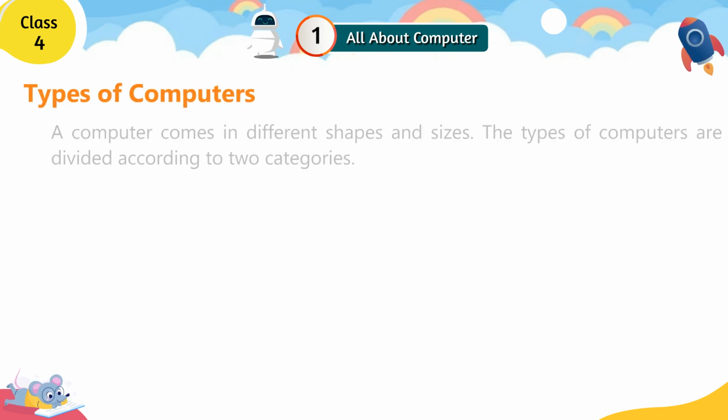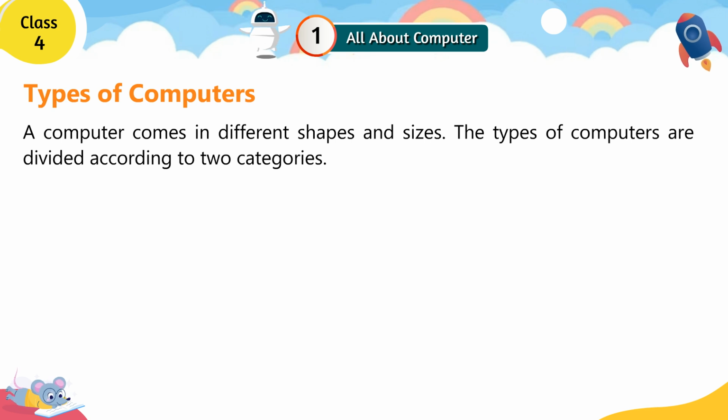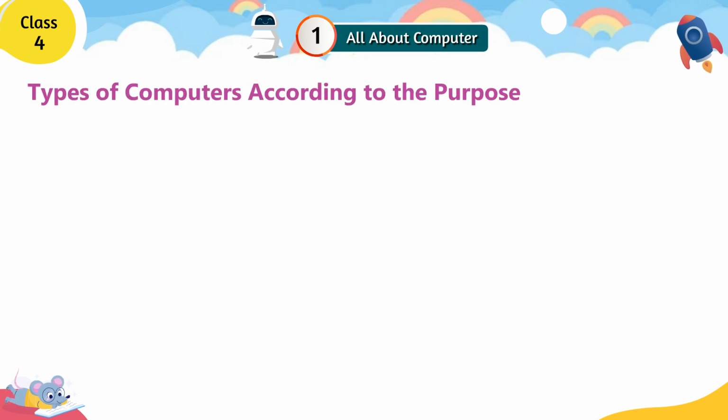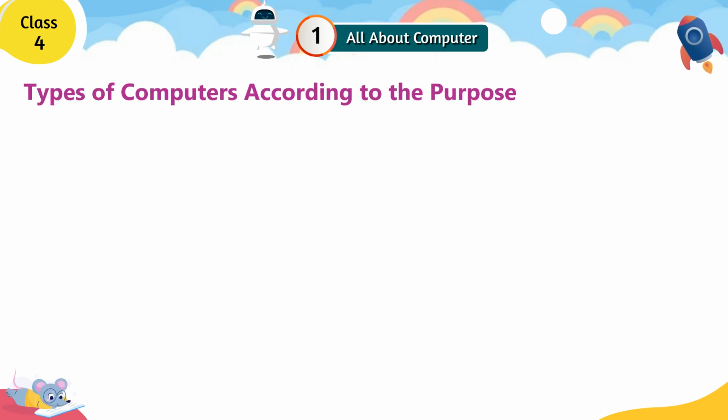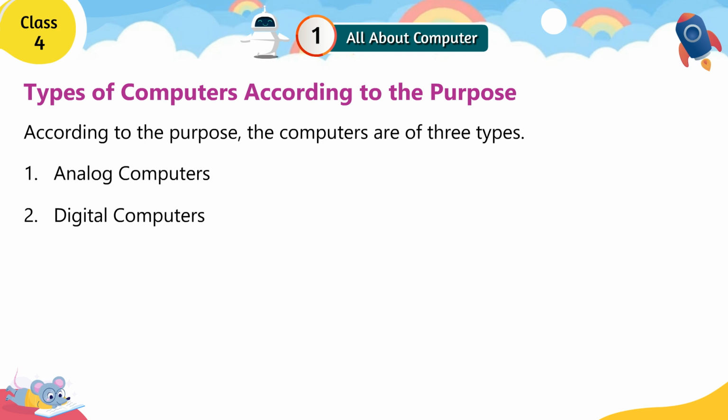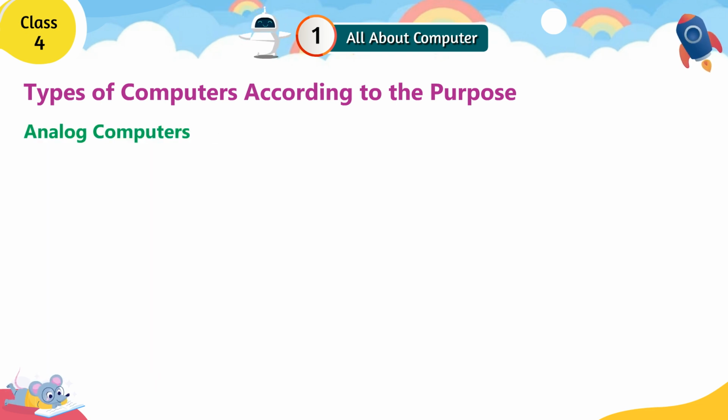Types of computers. A computer comes in different shapes and sizes. The types of computers are divided according to two categories: according to the purpose, and according to the size. Types of computers according to the purpose. According to the purpose, the computers are of three types: 1. Analog computers. 2. Digital computers. 3. Hybrid computers.